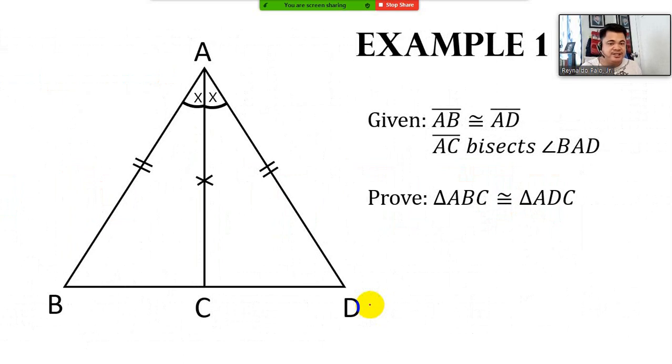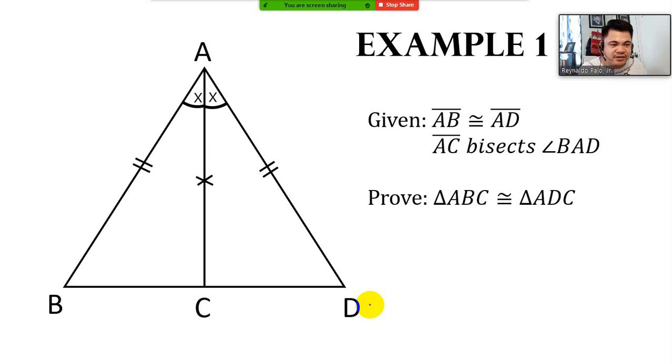Example 1. Let's now start the proving. Given: segment AB is congruent to segment AD, and segment AC bisects angle BAD. Let's prove that triangle ABC is congruent to triangle ADC. But before we start with the two-column proof, we have to make an assumption about what triangle congruence postulate is present here. Who can give me the answer?